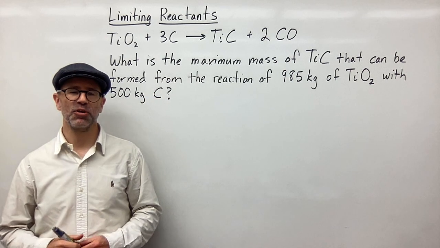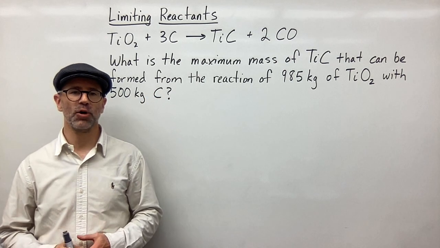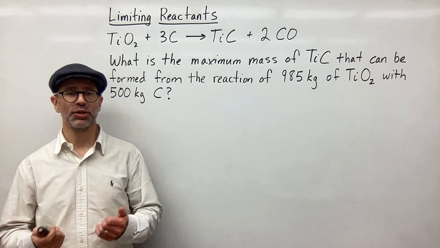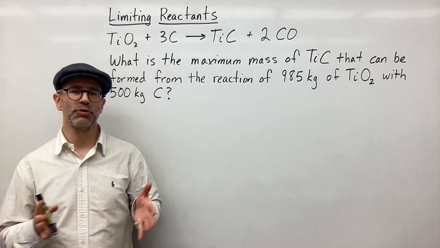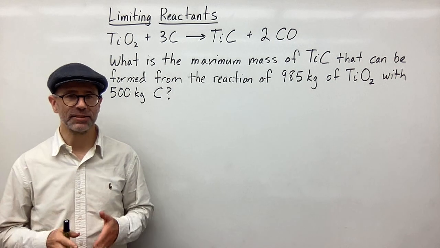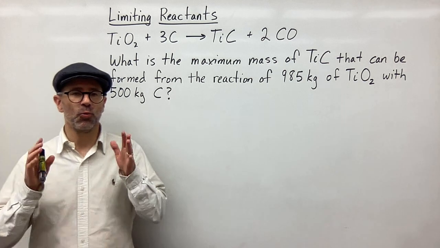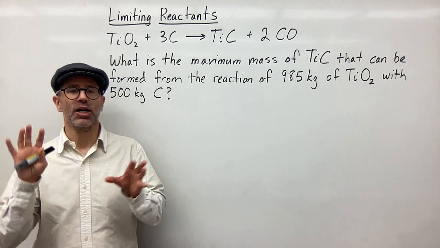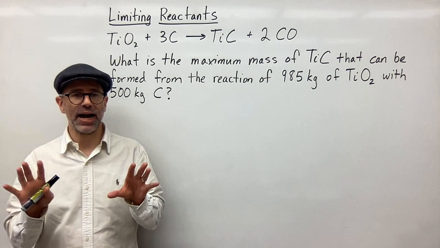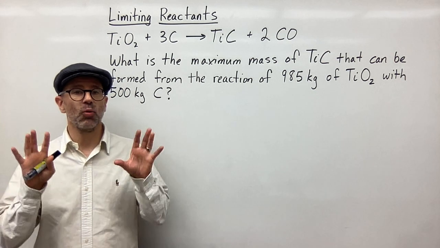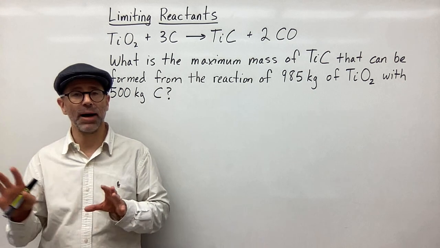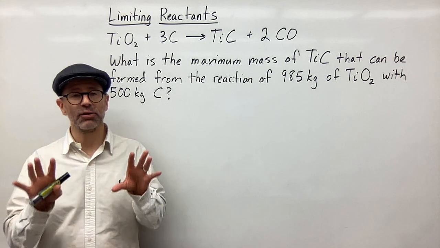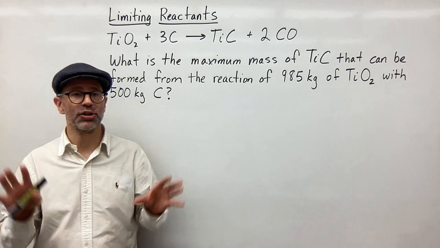My name is Mr. Cobalt, and in this video I'm going to go over an example problem of limiting reactants. So let's get into this. First we have to review what a limiting reactant is. The situation you have is you have two reactants. You're given two different amounts of reactants and you're asked, well, what is the maximum amount of product that can be formed given these amounts of the reactants, and that's all you're given.